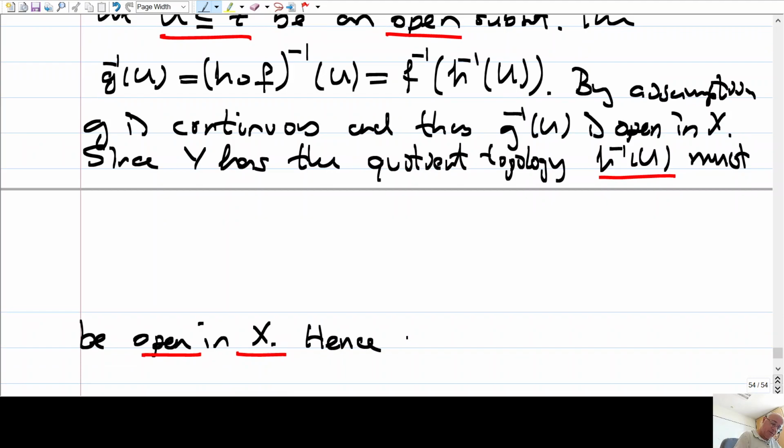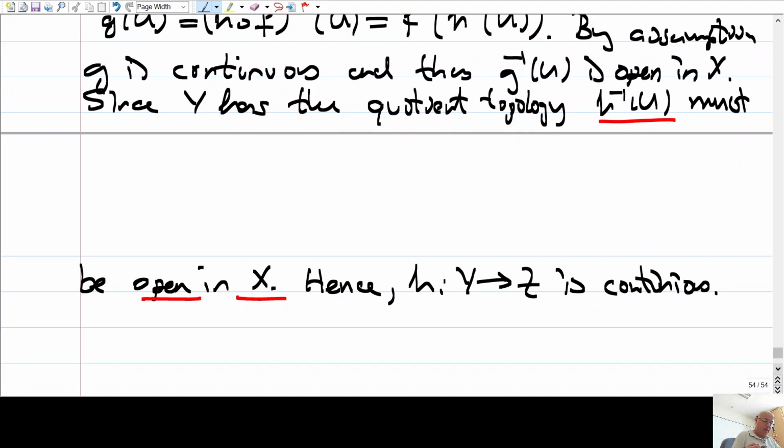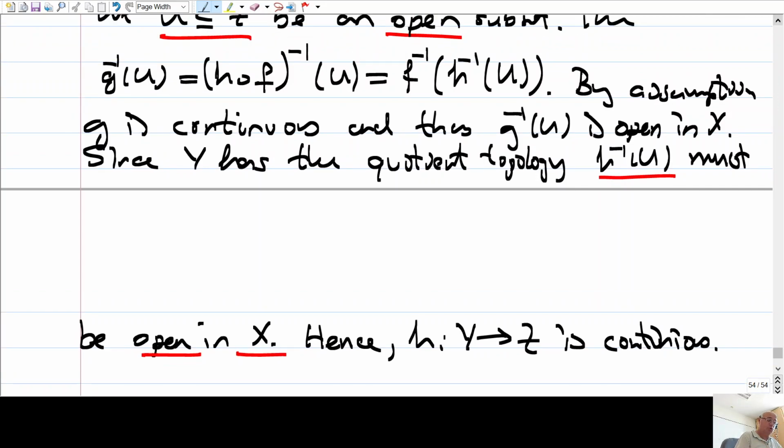Hence, H from Y to Z is continuous. The other direction is also obvious. Why is that? This time I will assume H is continuous. Well, then this will be open. But since F is open, this composition will be open. Therefore, G inverse of U will be open. Therefore, G will be continuous. Okay.